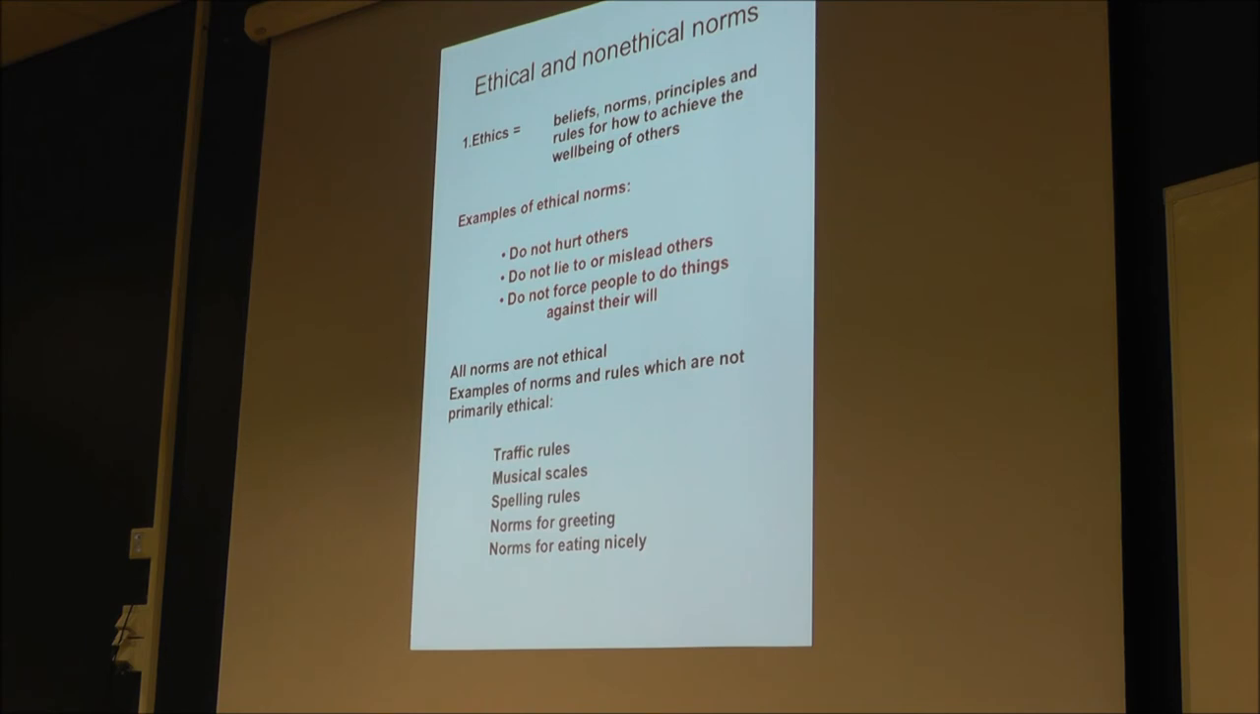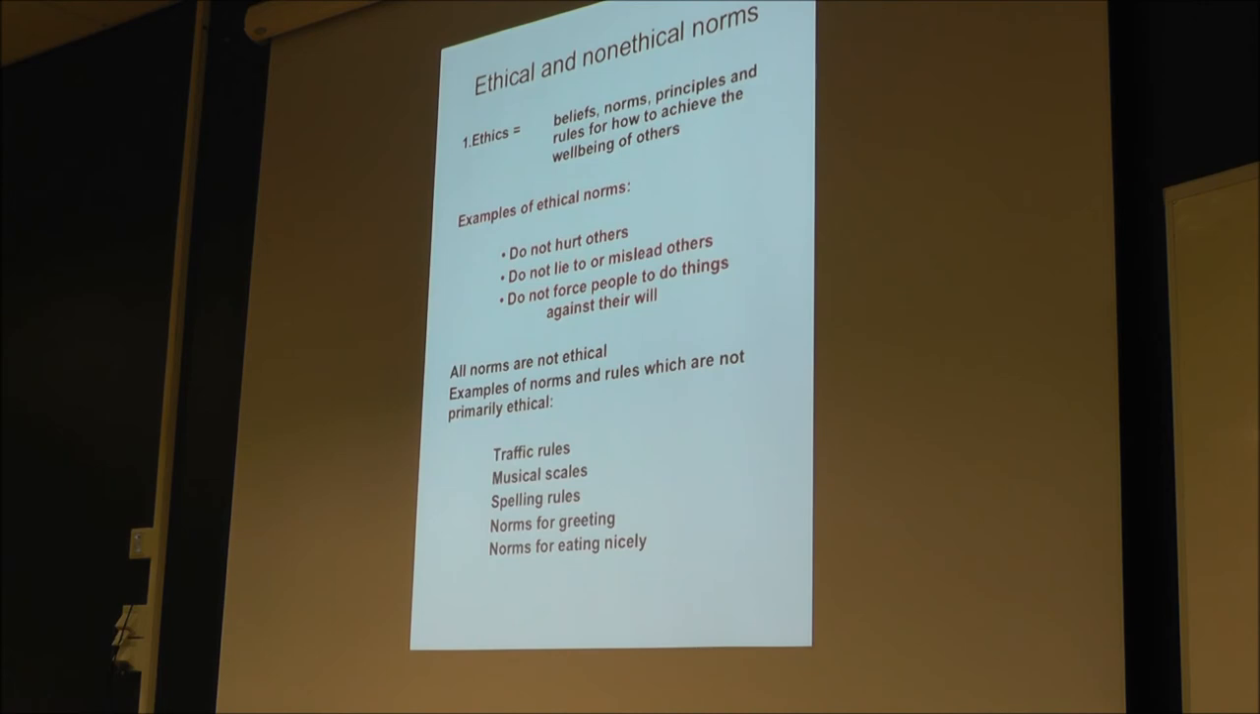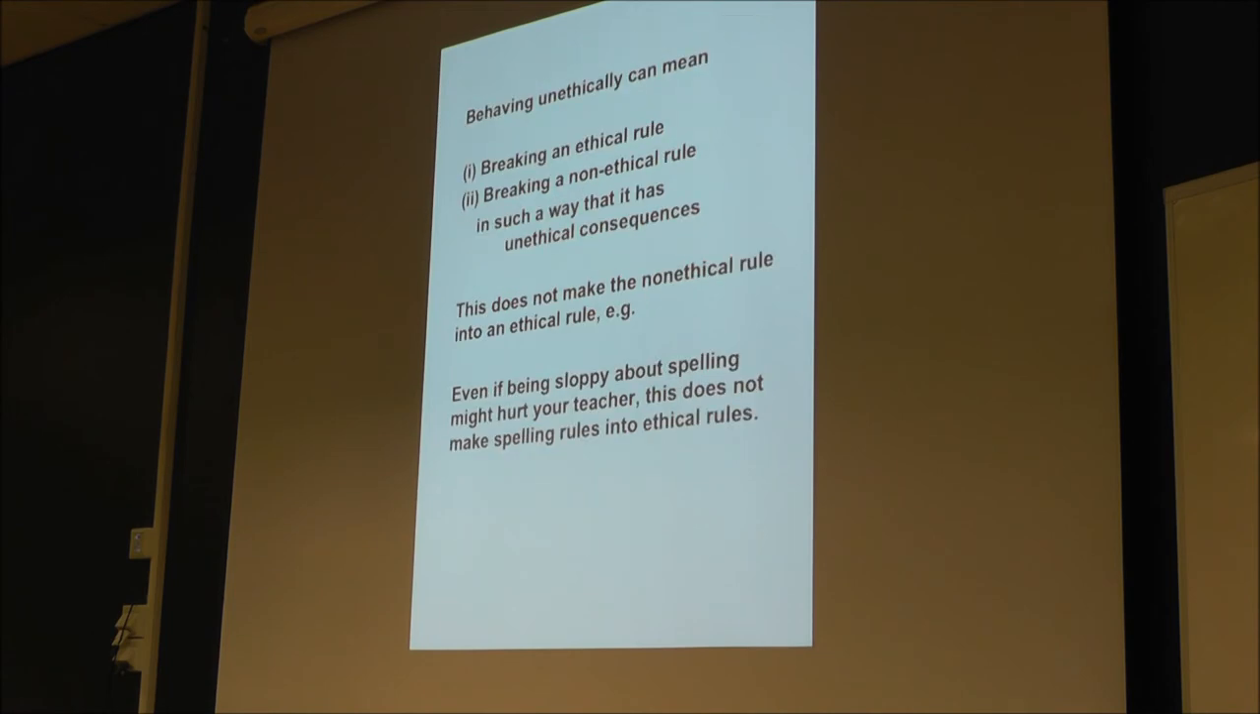But here you have some examples of norms which are not necessarily ethical: traffic rules, musical scales, spelling rules, norms for greeting, norms for eating properly. None of them are really ethical norms. But behaving unethically can mean to break an ethical rule, that is, to break one of these rules, do not hurt others. So you hurt somebody, then you have behaved unethically. But it could also mean breaking a non-ethical rule in such a way that it has unethical consequences.